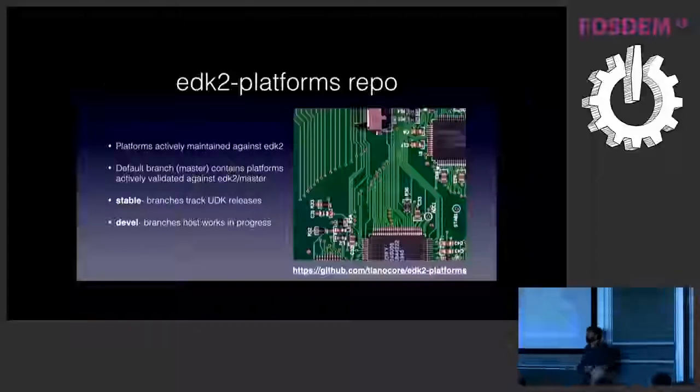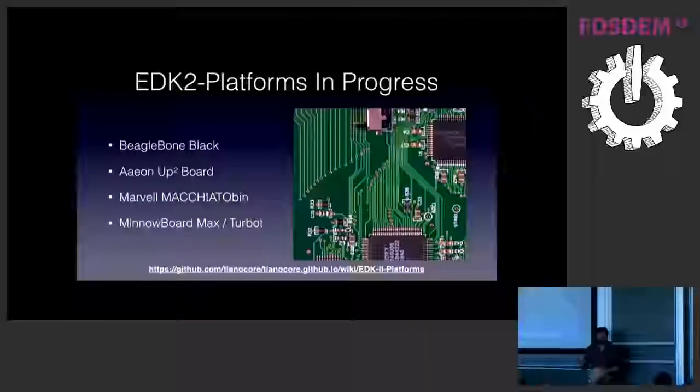But if you're trying to get that hardware booted just so that you can play around with it, the development branches are perfect for that purpose. They need a lot of work, though. So some of the boards that we're looking to get going, obviously the BeagleBone Black, as I mentioned, is something that we're going to be working on. The UP Squared board, which I'll talk about briefly, is something that I'm personally excited about. And Marvell MACCHIATOBin. And I'm sure some of you have heard of the MinnowBoard project, which is a continuing project, and that we hope to continue to support.